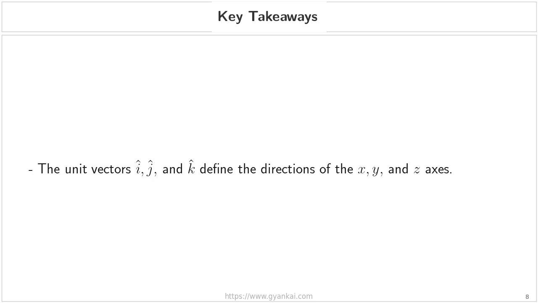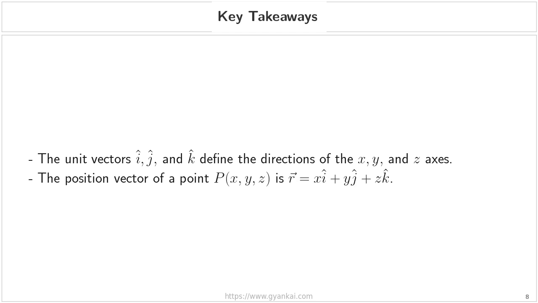First, remember that the unit vectors, which we denote as i-hat, j-hat, and k-hat, are our essential building blocks. They are special vectors with a magnitude of 1 that serve to define the specific directions of the x, y, and z axes in our three-dimensional space. Second, we learned how to represent the position vector of any point, let's call it point P with coordinates x, y, and z. We can write this position vector, denoted as r, as the sum of xi-hat plus yj-hat plus zk-hat.